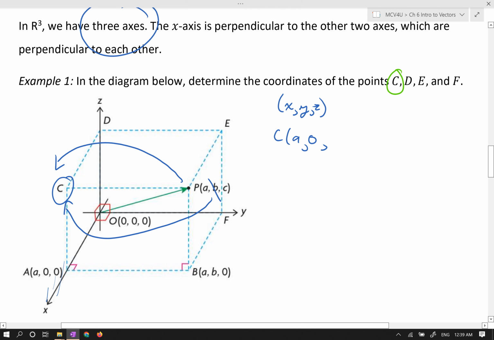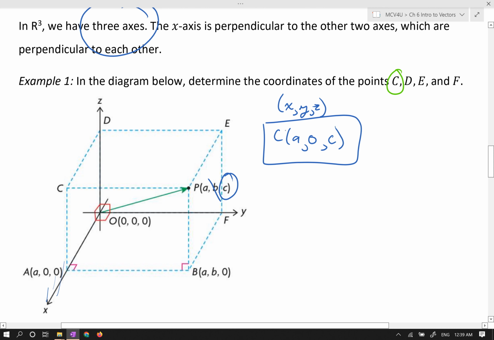Okay, so how far up from the origin have we gone for point C? Well, we've gone up the same distance as point D, right? We're going up that same distance, and that's the same distance from point B to P, and that is the distance given by this C here. So our coordinates for point C could be given here by A, 0, and C.